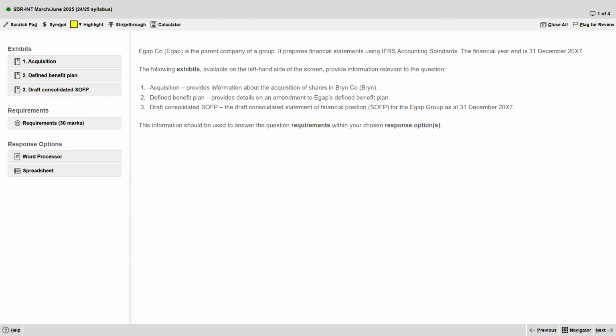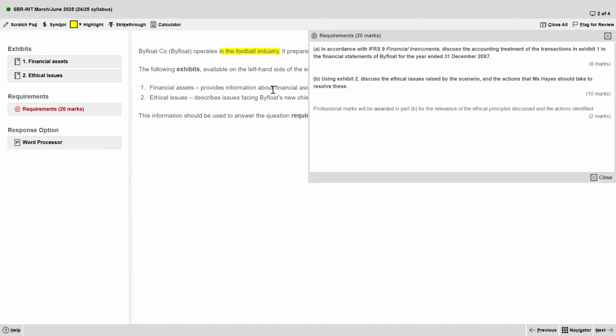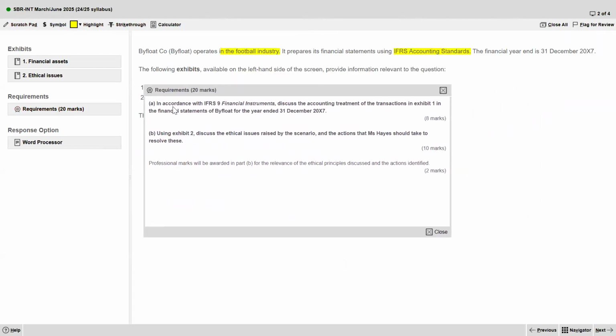Let's try doing the next question, which is question number 2. Question number 2 is basically: Bifloat company operates in the football industry. It prepares its financial statements using IFRS accounting standards. The financial year end is given. The requirement is, in accordance with IFRS 9 Financial Instruments, discuss the accounting treatment of the transaction in Exhibit 1 in the financial statements. Using Exhibit 2, discuss the ethical issues raised by the scenario and the actions that Miss Heiss should take.